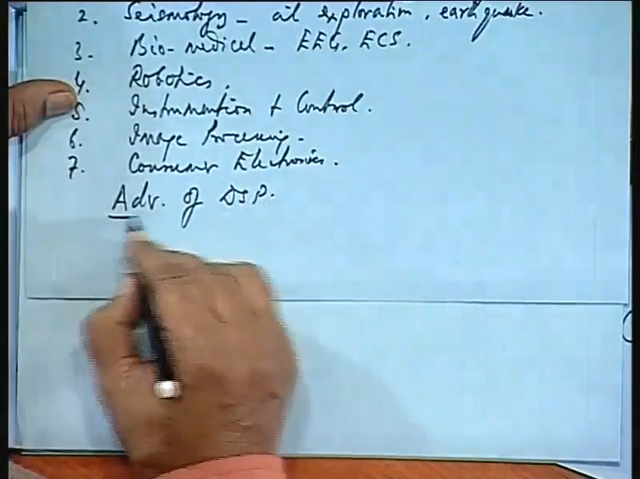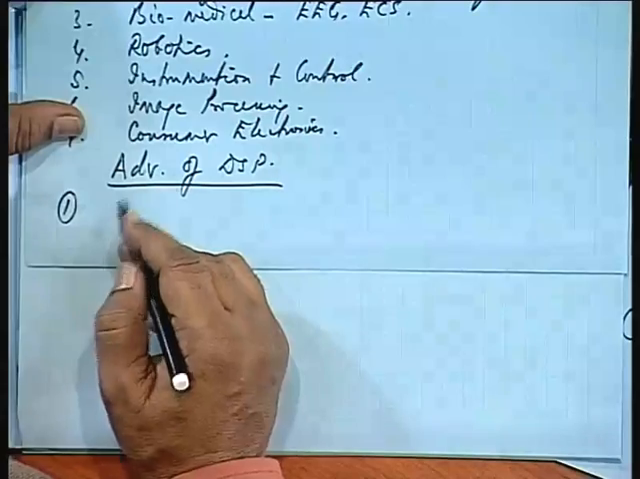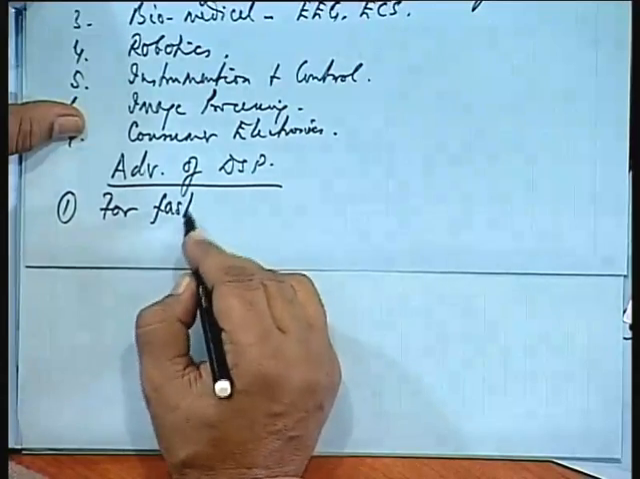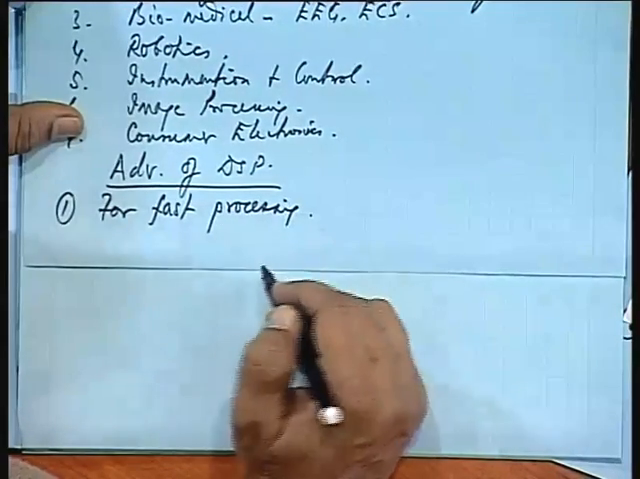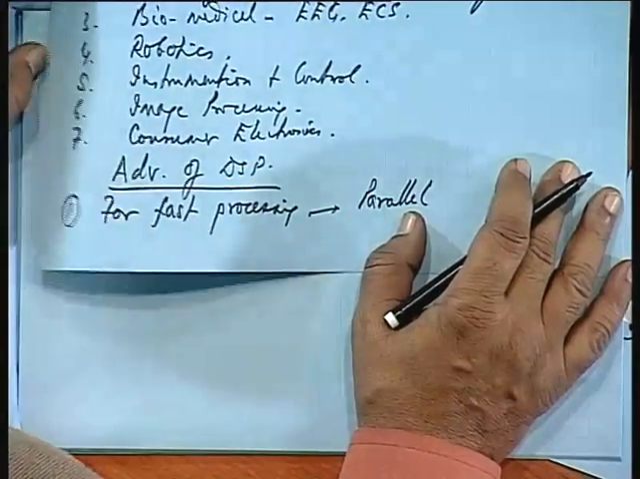What are the advantages of DSP? It's for fast processing. Fast processing of data, you can use a very fast computer, you can have parallel processing architecture, which is not possible in an analog signal. So for fast processing, nowadays you have very fast computers with a very good memory size and parallel processing architecture, all used effectively, you can reduce the time of conversion and even control decisions.